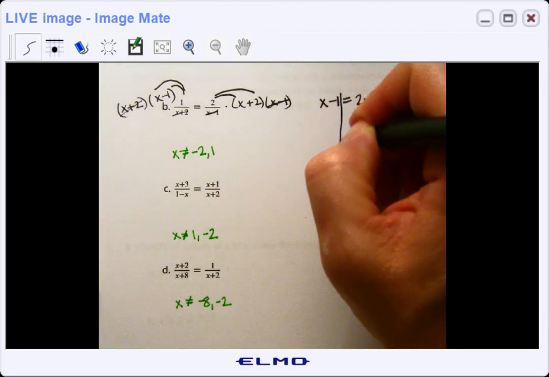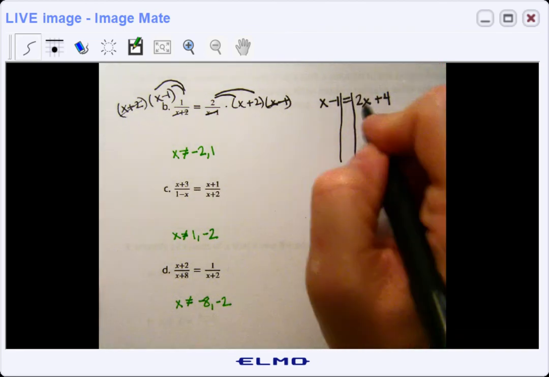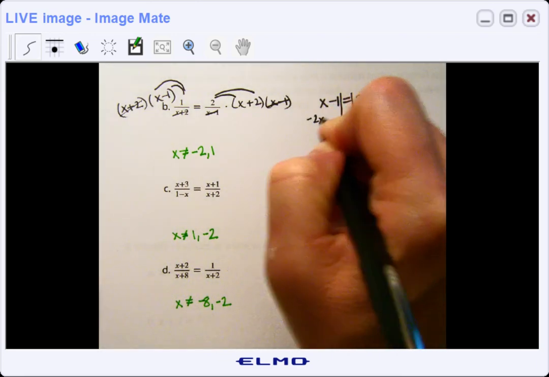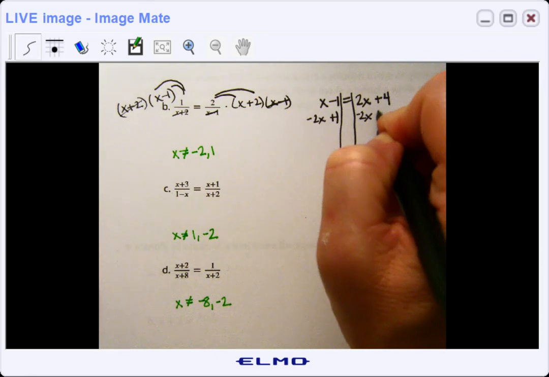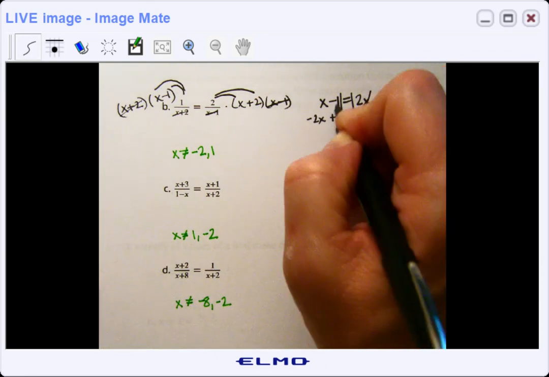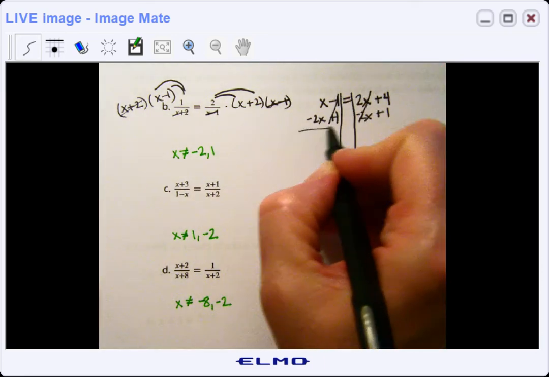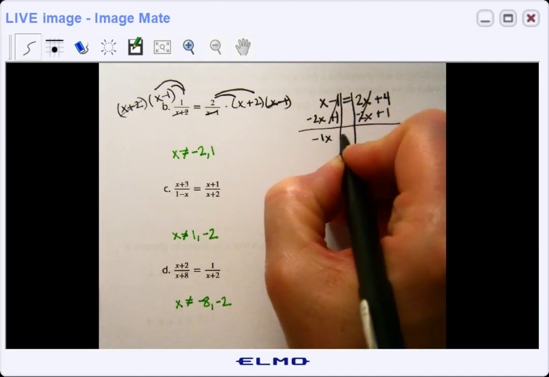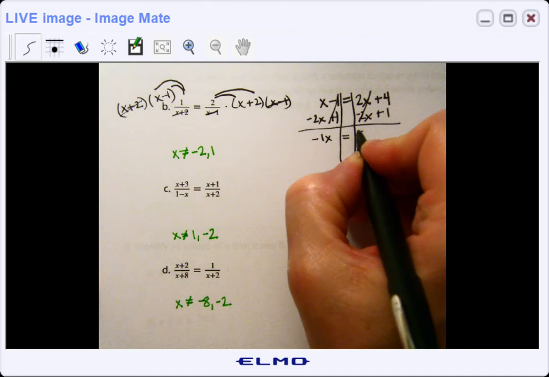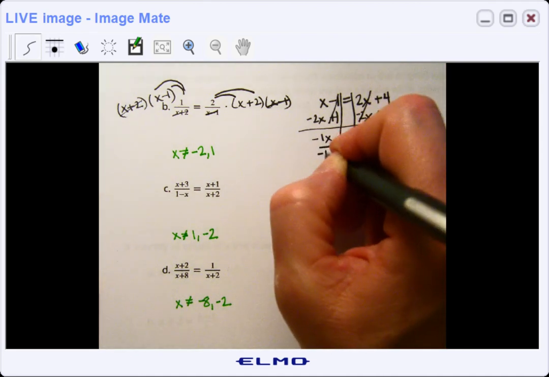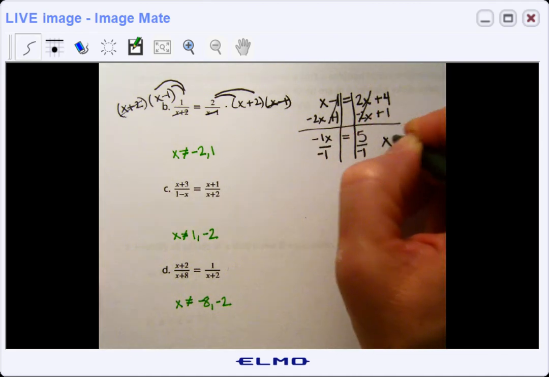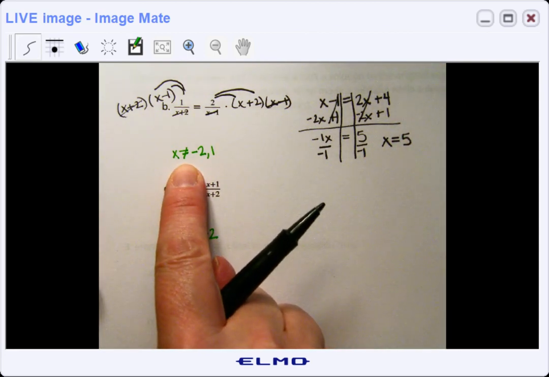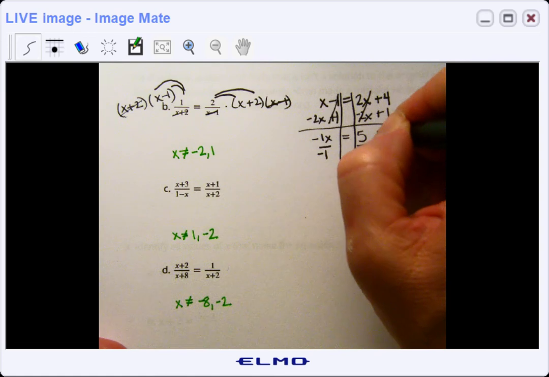And then we'll just solve. So I'm going to subtract the 2x from both sides and add the 1. So that cancels there and cancels there. And x minus 2x is -1x. 4 plus 1 is 5. So divide. x equals 5. And since that's not one of the restrictions on x, this is the solution.